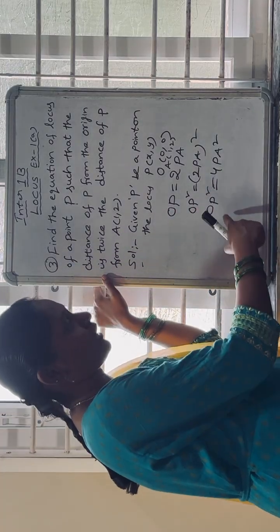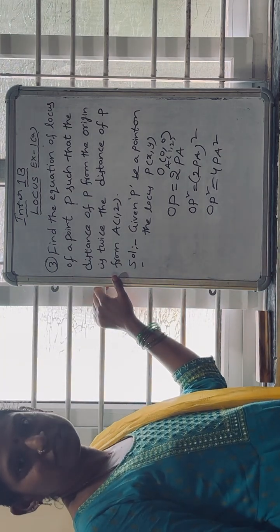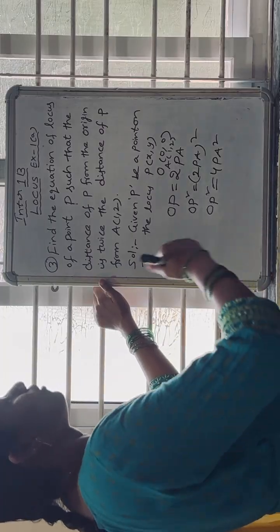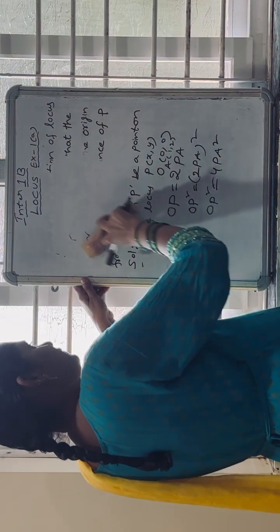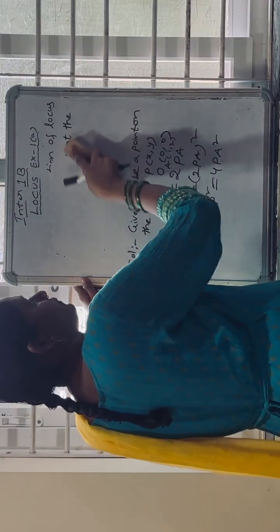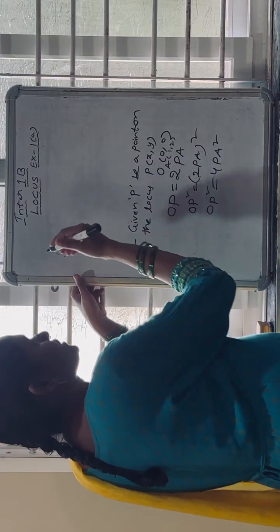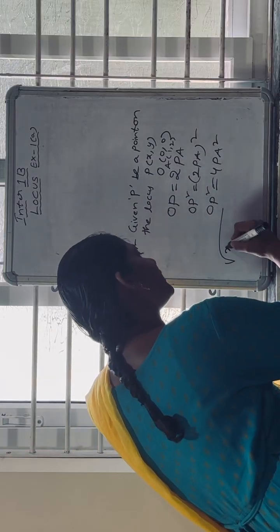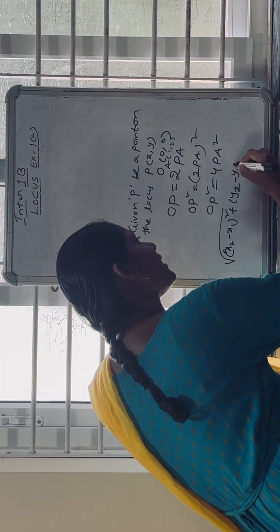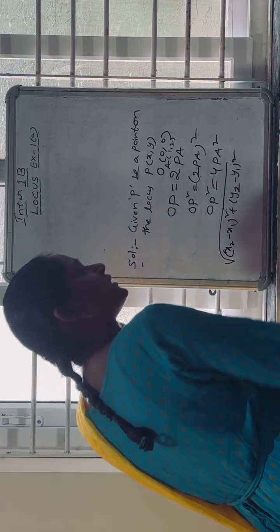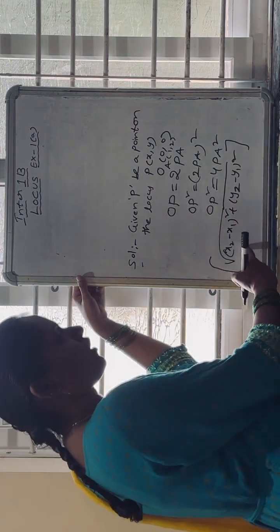Now we have that formula. What is the distance between two points formula? Square root of x2 minus x1 whole square plus y2 minus y1 whole square. Here I am writing the formula: the distance between two points. This is the formula we have to follow.